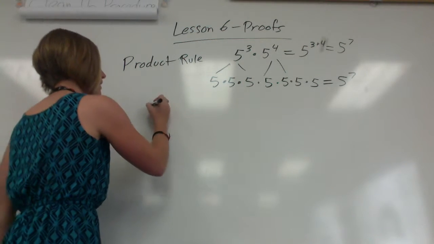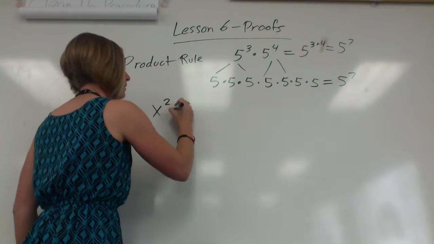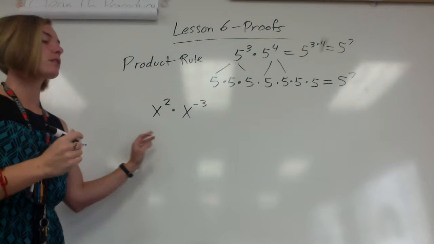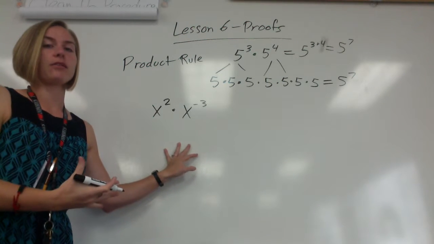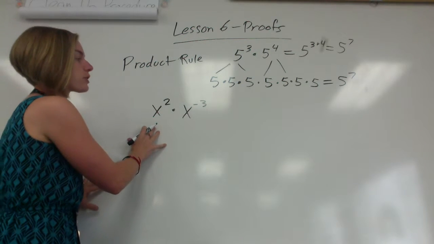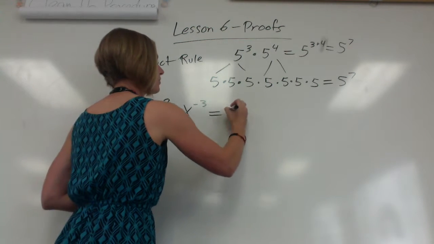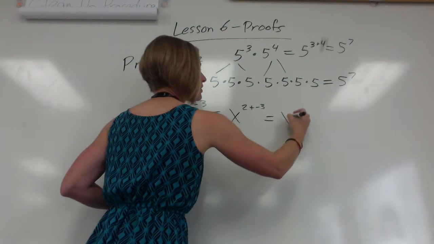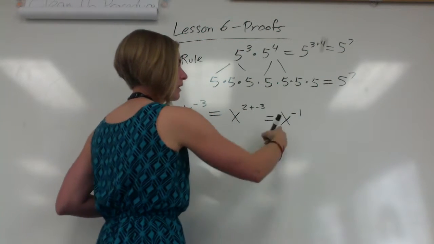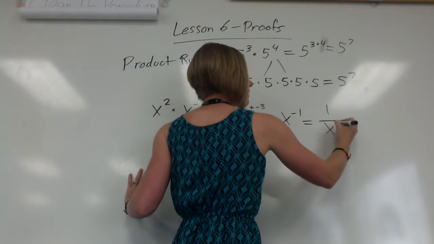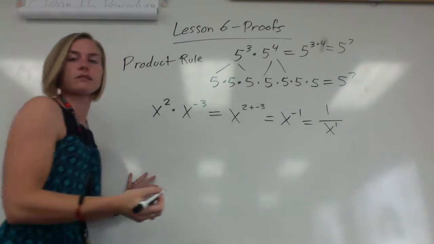So let's say I had x squared times x to a negative third, okay? Because you can still expand this out. So if we just do the product rule, we would do 2 plus a negative 3, which equals a negative 1. And so we know we can't leave it like that, and so this equals 1 over x to the first, or just 1 over x.